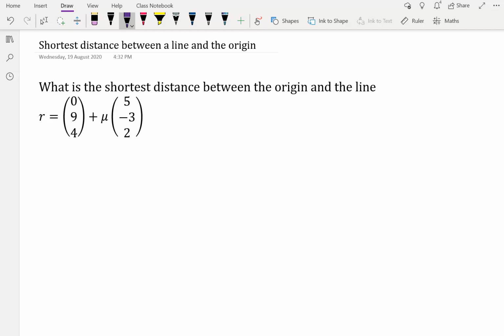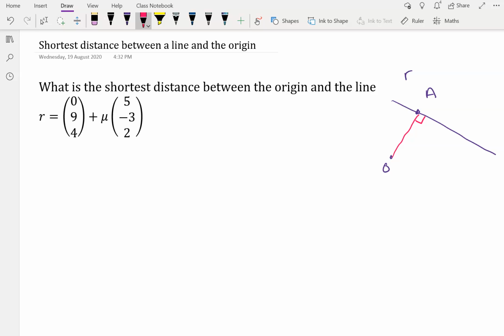Let's just imagine what this looks like. Here is that line that we're talking about, and here is the origin. So there's the origin, and there's that line r. Now I want you to imagine that somewhere on this line r there is a point, and I'm going to call that point A, and I'm wanting to know the shortest distance to that line. So in other words, it's going to have to be the perpendicular distance from the origin to that point A.